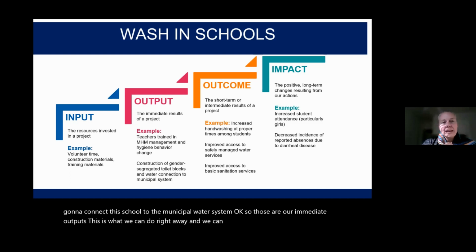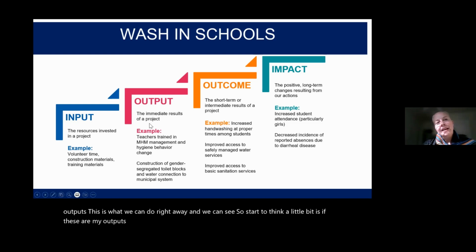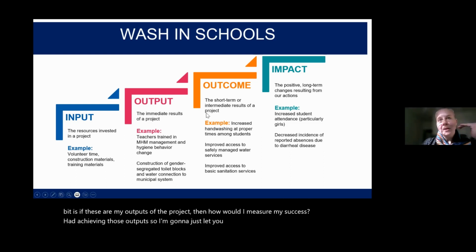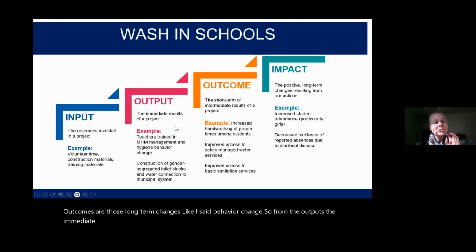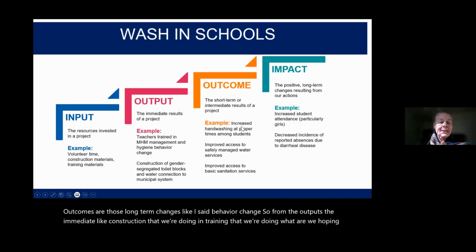So start to think a little bit, if these are my outputs of the project, then how would I measure my success at achieving those outputs? So I'm going to just let you think about that a little bit as we go to outcome. Now, outcomes are those long-term changes, like I said, behavior change. So from the outputs, the immediate like construction that we're doing and training that we're doing, what are we hoping will happen in the long term?